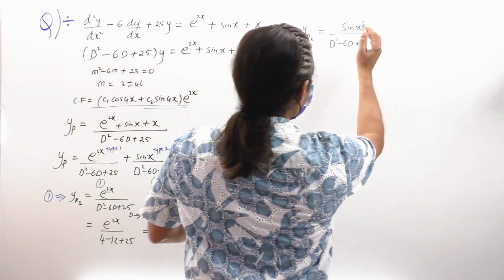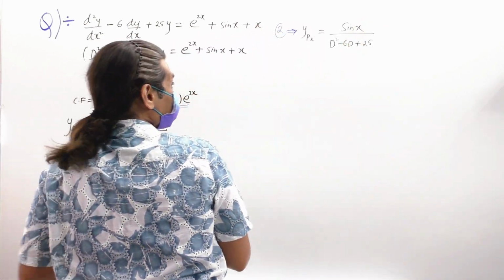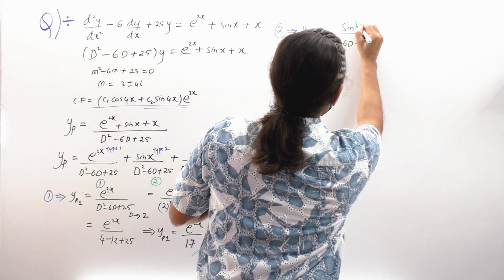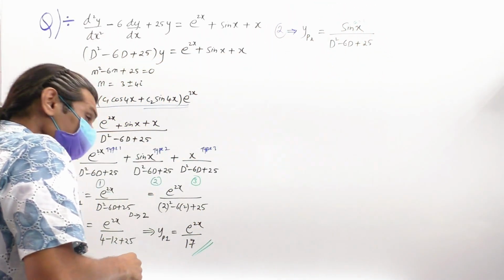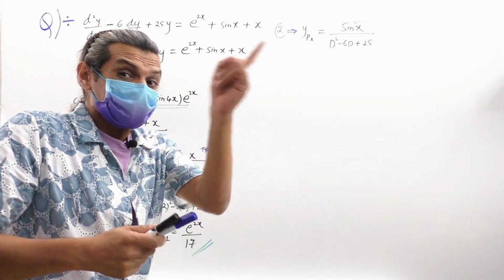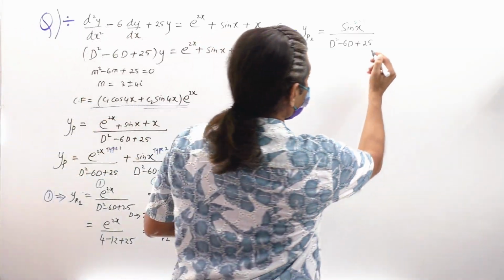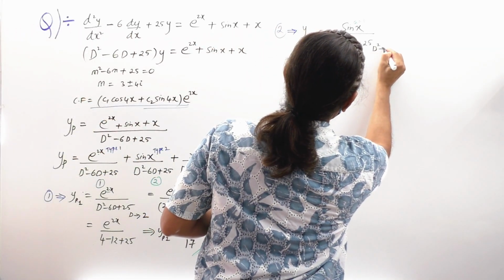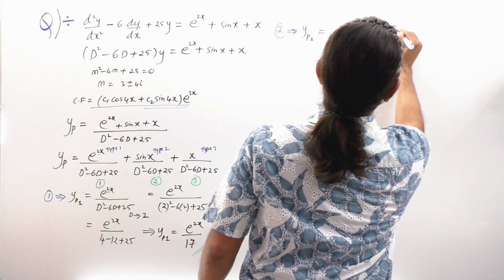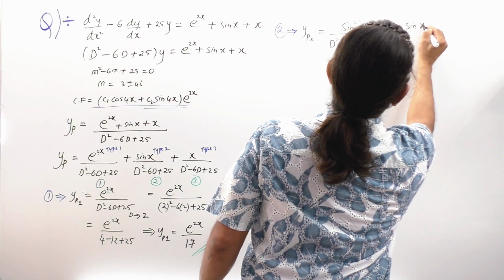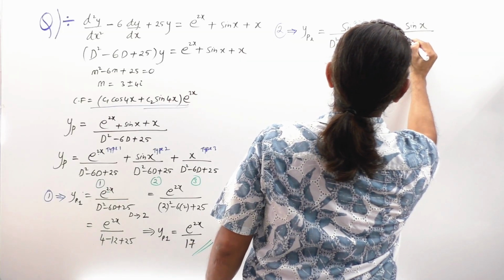So, what is a here? See here carefully, sin 1x. So, a is 1 here, sin 1x. If it was sin 2x, then 2. So, sin 1x, so replace d square by minus a square. We are replacing d square by minus 1, that is it. So, this will be now sin x whole divided by minus 1.